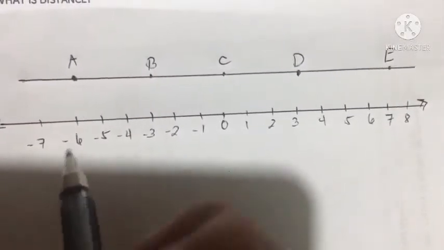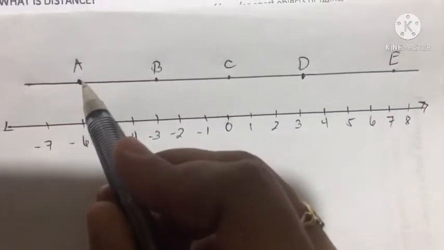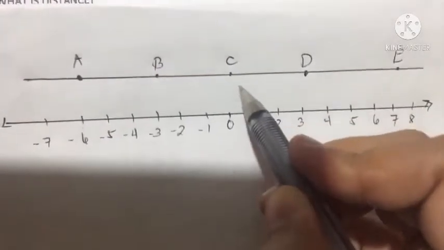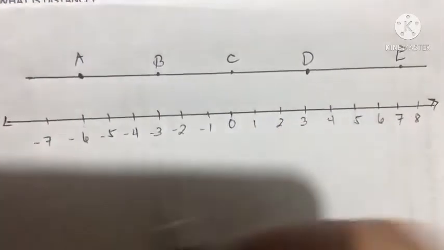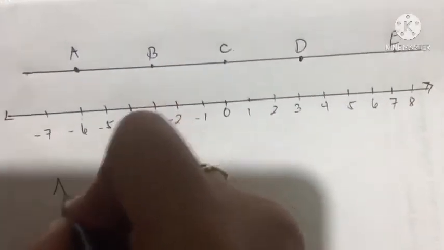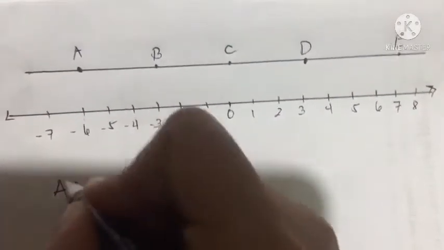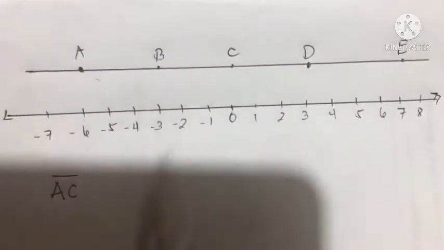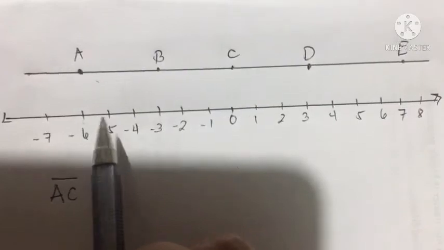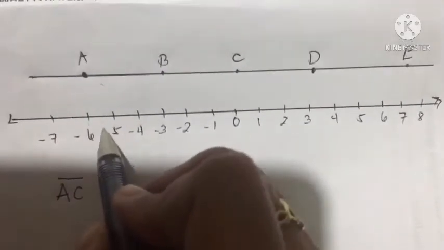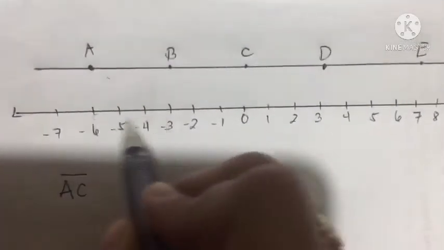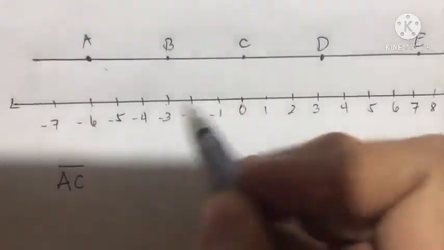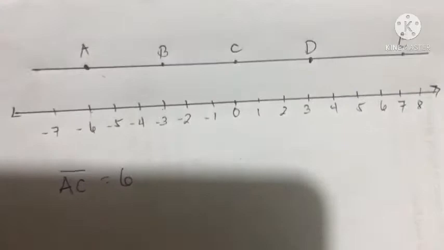So, paano natin kukunin yan? Kung makikita nyo, yung letter A, nasa tapat siya ng number 6. At yung letter C, nasa tapat siya ng 0. So, hahanapin natin yung line segment A to C. Ilan yung distance niya from A to C? Siyempre, pwede natin gawin yan, bibilangin lang natin kung gusto nyo mas mabilisan. From dito hanggang doon. 1, 2, 3, 4, 5, 6. Automatic, syempre, that is 6.